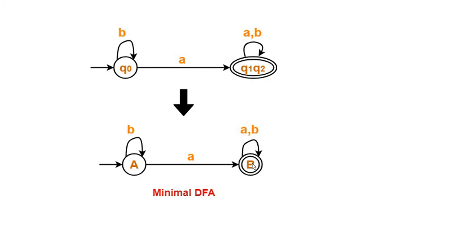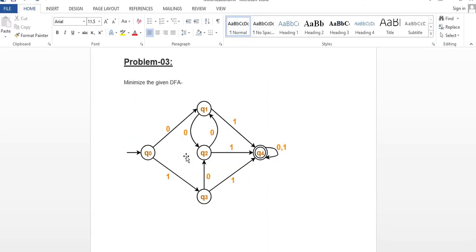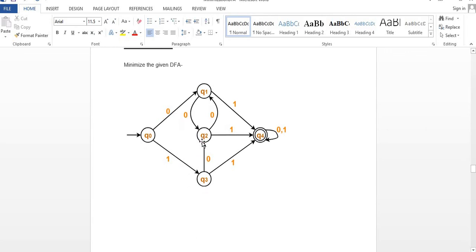This is your minimal DFA. Next example, for 0 1 or 1 1 0 1 star, minimize the given DFA.